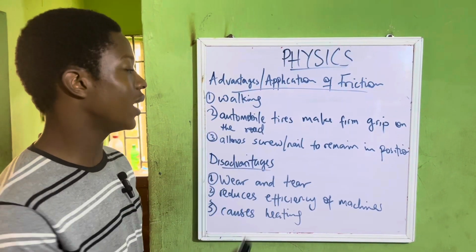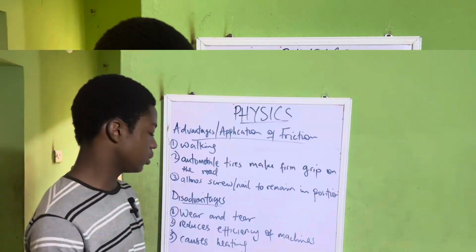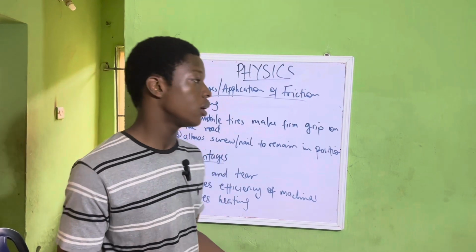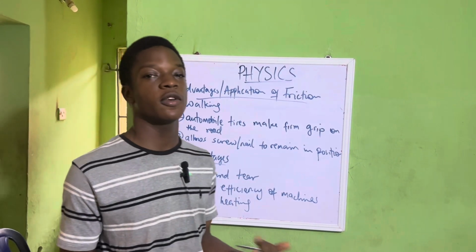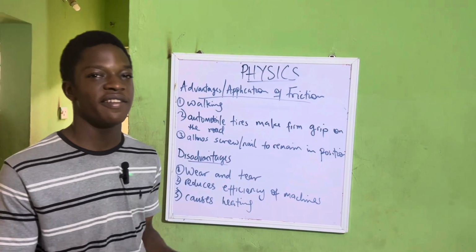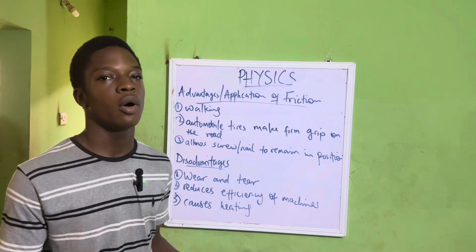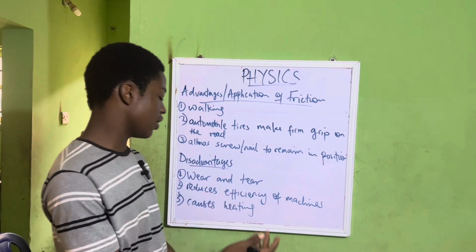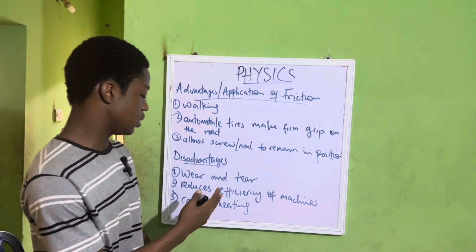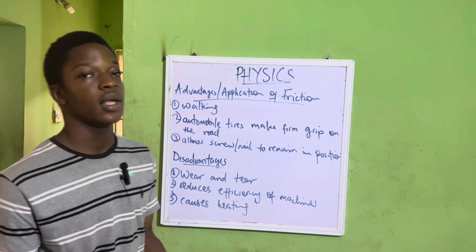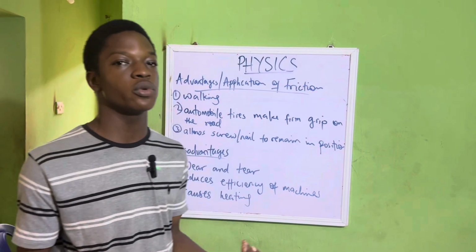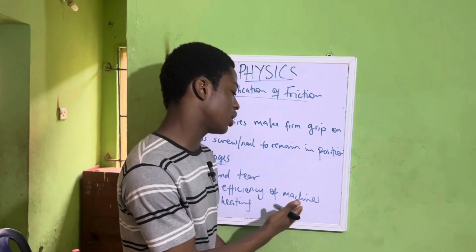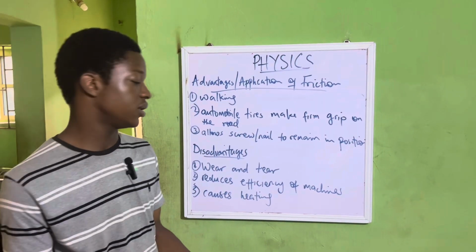The third one, it allows a screw or nail to remain in position. Okay, so up next, disadvantages of friction. Number one, friction causes wear and tear. You can look at some surfaces or objects that move every time, that tend to undergo friction. Those objects or surfaces begin to wear and tear off. The second one, friction reduces the efficiency of machines. When you need more force or more work to be done to overcome the frictional force, the efficiency of the machines begins to reduce.